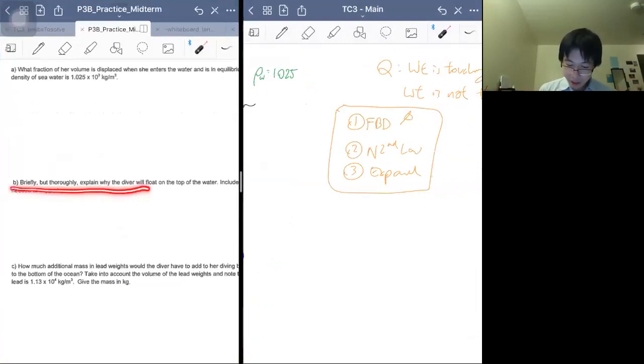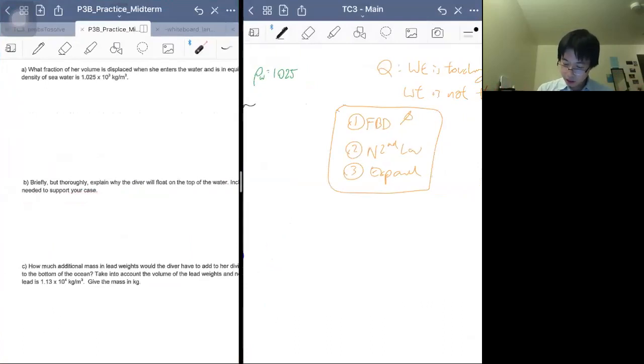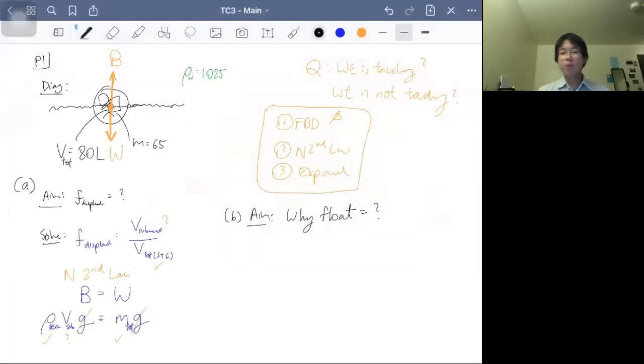Briefly, explain why the diver will float on top of the water, include any calculations needed to support. Okay, so part B, the aim is why float? All right, this sounds like a very qualitative question. We want to translate that to a little bit more quantitative. Well, what does that mean?